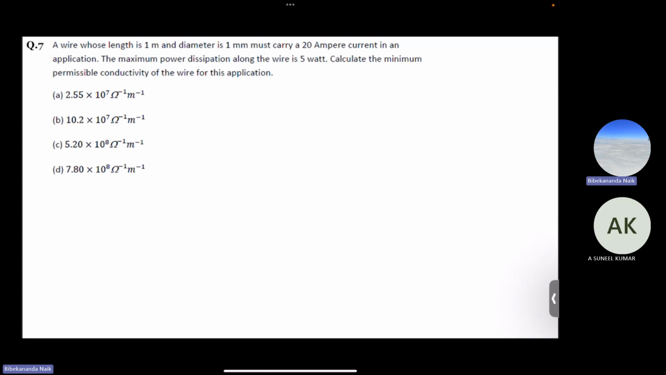So what wire should we choose? There is conductivity of different wires. So what should be the minimum permissible conductivity of the wire for this application? What should be the minimum conductivity so that it can carry a current of 20 ampere and it will dissipate a maximum power of 5 watt. So you can calculate and tell me what will be the minimum conductivity of the wire for this intended application.